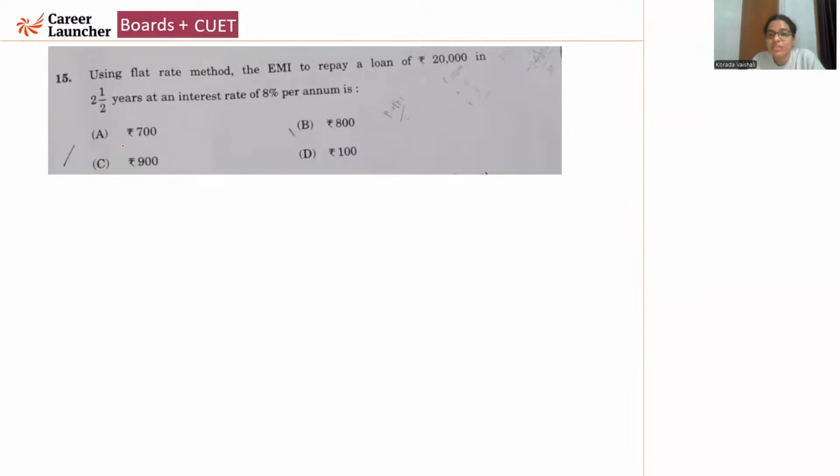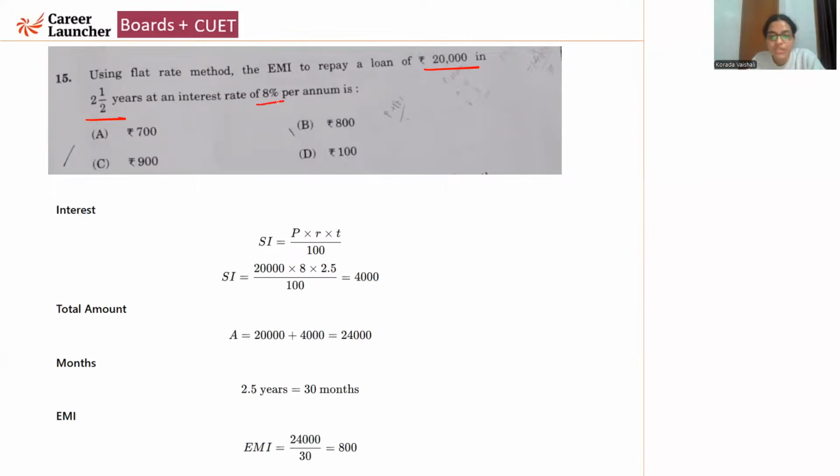Using the flat rate method, the EMI for a loan of 20,000. Now the given time period is 2 1/2 years, so you can convert this into proper fractions, and the rate of interest is 8%. If you are going to apply the formula of EMI, first of all, we calculate simple interest, which is PRT by 100. So you should get the value 4,000. And then adding it to the actual loan that the person has taken, 20,000 plus 4,000 is 24,000. And it's very important that in EMI questions you have to convert the year into months, right? So 2.5 years is nothing but 30 months. Dividing the two, you will get 800 as the answer, which is option number B.